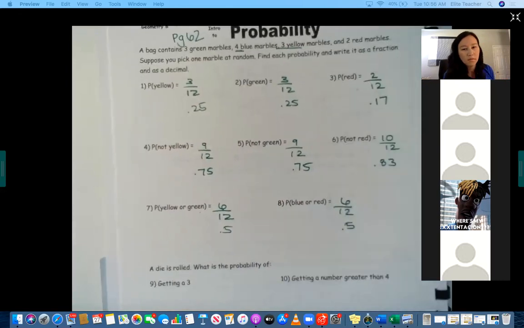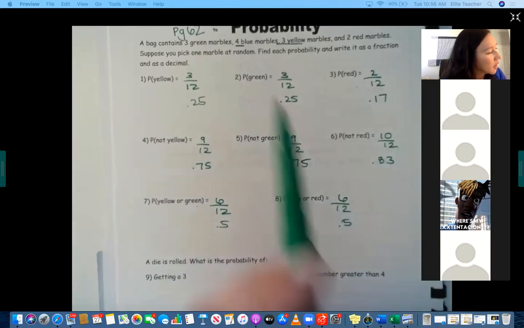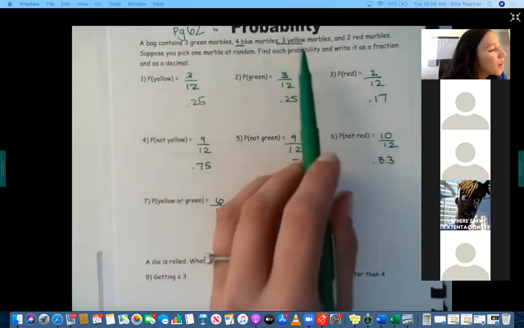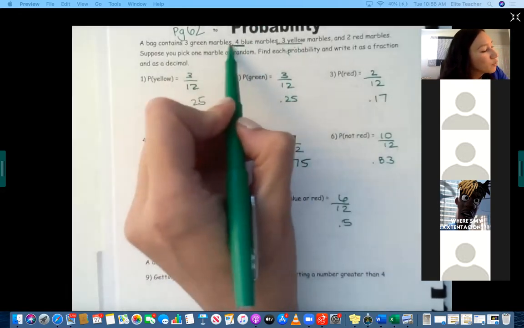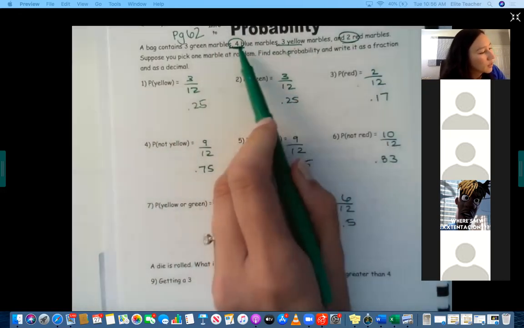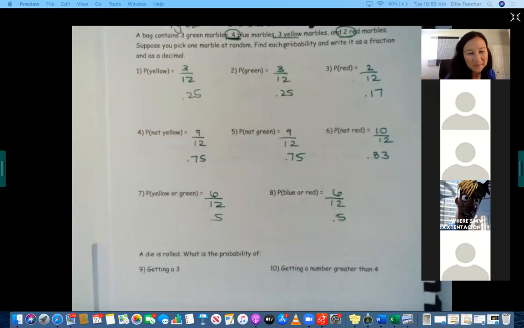Wait, you said blue or red? Oh, wait, no, never mind. I'm looking at it wrong. Wait, no, yeah, you underlined yellow. Oh, I think that was just from earlier. So there's four blue, and then there's two red. Oh, yeah, I was tripping. Oh, my gosh, I'm looking at this all wrong. No problem.